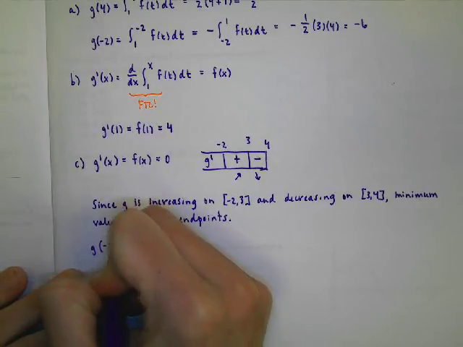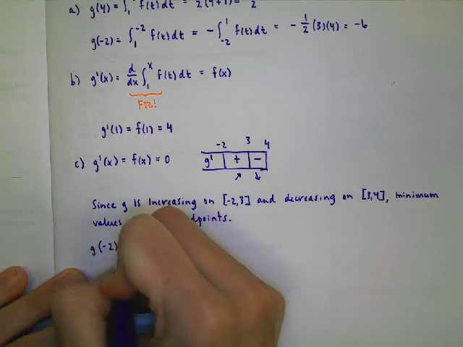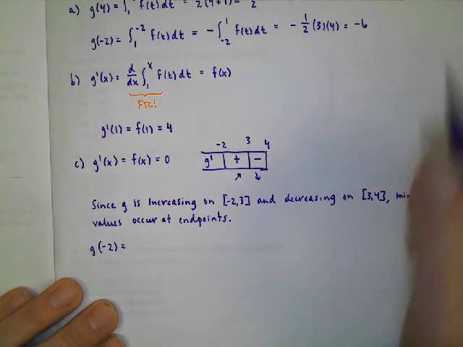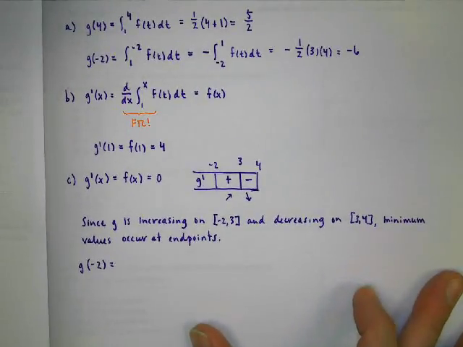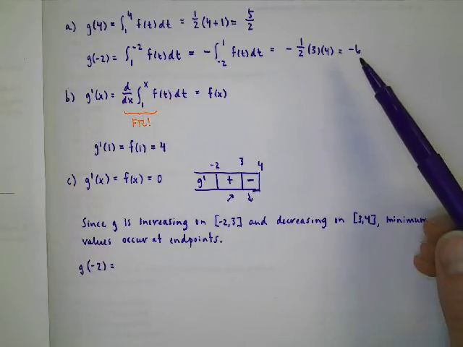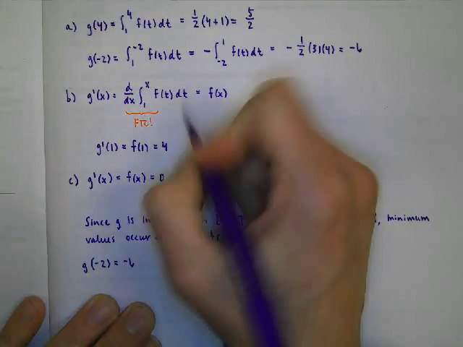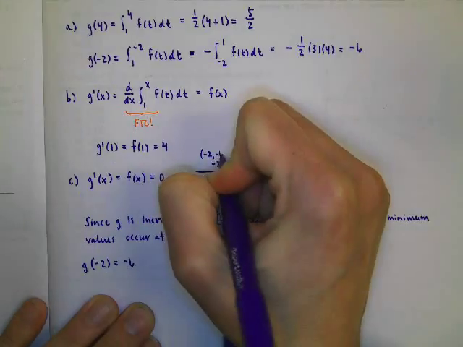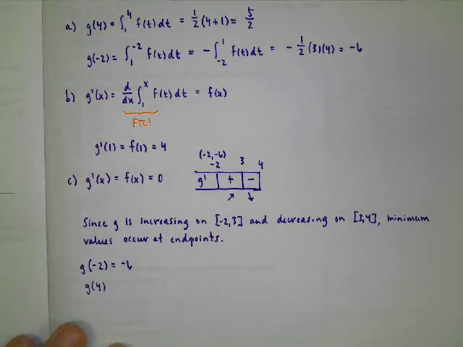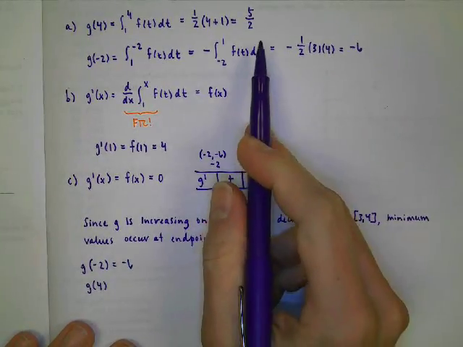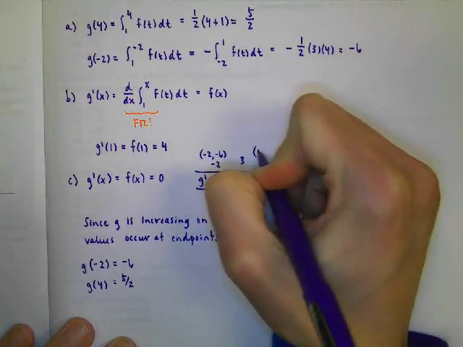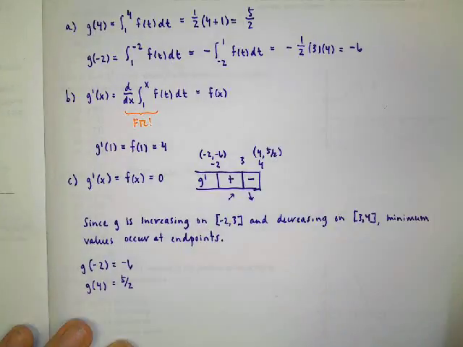So let's see, g of -2. Well, the nice thing is that we already calculated g of -2 up in part A, and that's what a lot of these problems will do. They'll have you reference values you calculated earlier. So I know that g of -2 is -6. So I have -2, -6. And g of 4, we also calculated, and we know that's 5/2. So 4, 5/2.